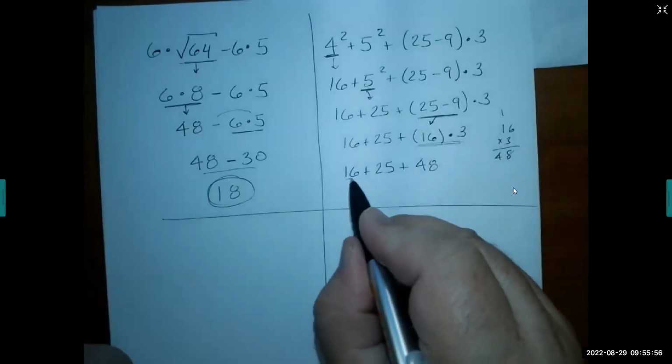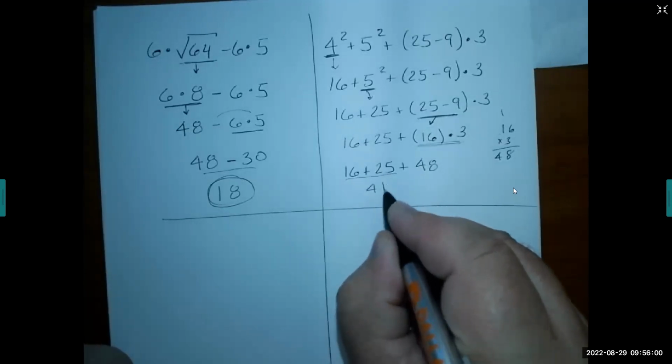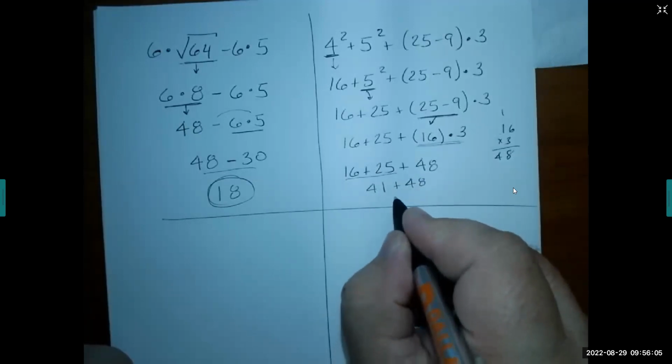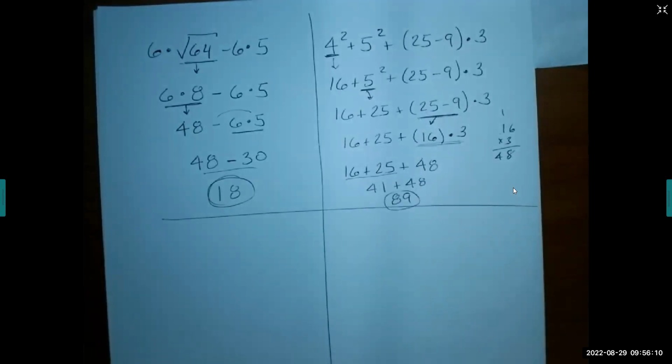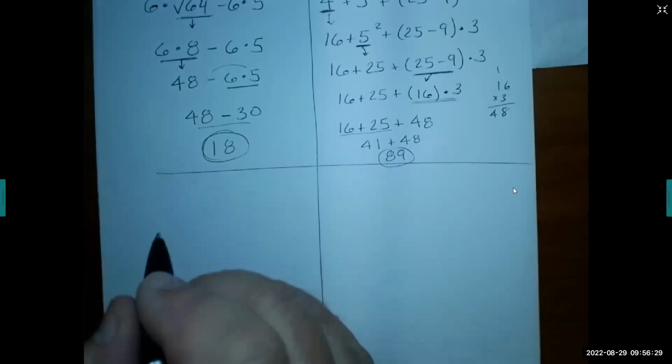Then left to right, addition. 16 plus 25 is 41. 41 plus 48 is 89. What do y'all think? Who's confused still with this kind of stuff? Order of operations. We're going to do a bunch more.